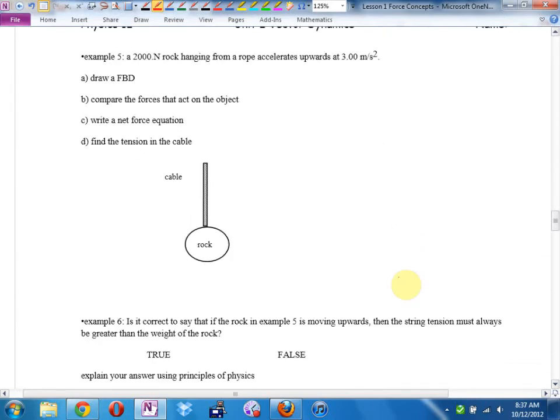As an example, example 5. A 2,000 Newton rock hanging from a rope accelerates upwards at 3 meters per second squared. Draw a free body diagram. Okay. I represent the rock with a dot. And I'm going to try and give you a strategy that I think works for me when it comes to a free body diagram. So I'm going to say to you, Terry, something like this: what are the forces acting on this object?